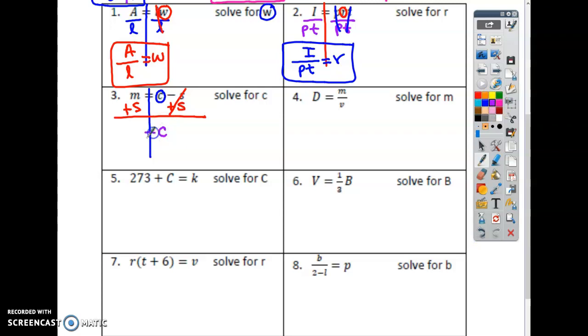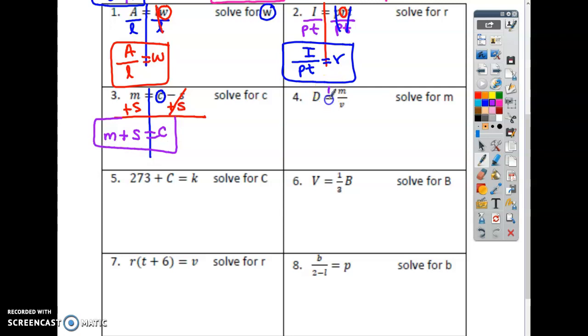C equals, what does this say? M plus s. So you're going to write m plus s. Done. That's it.